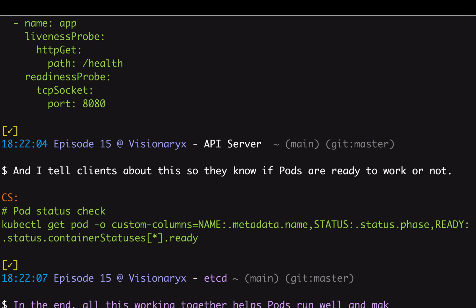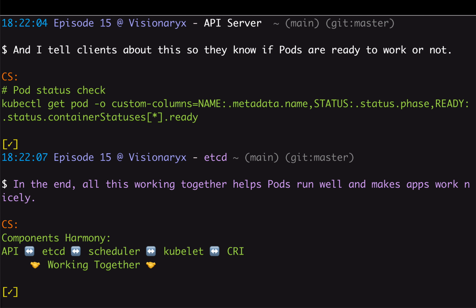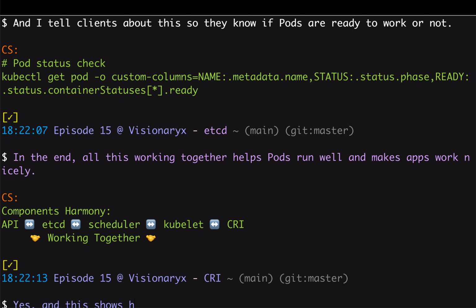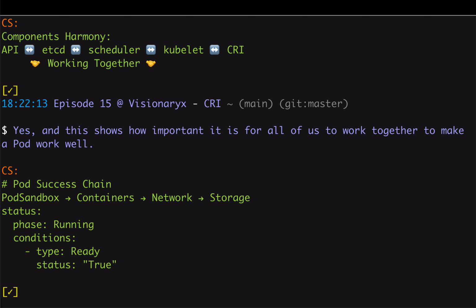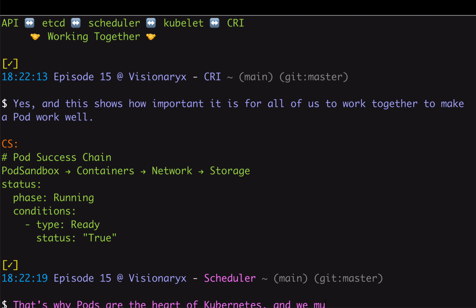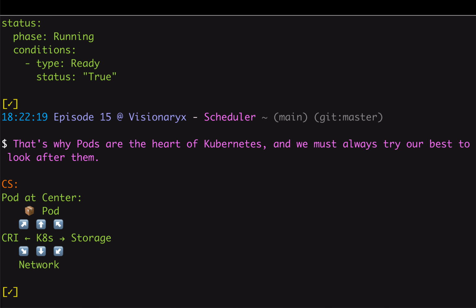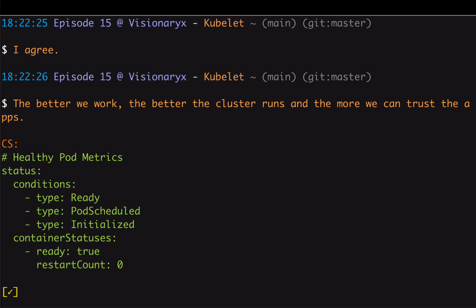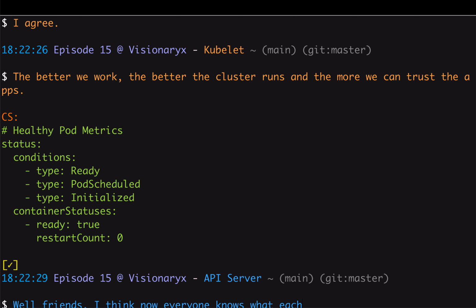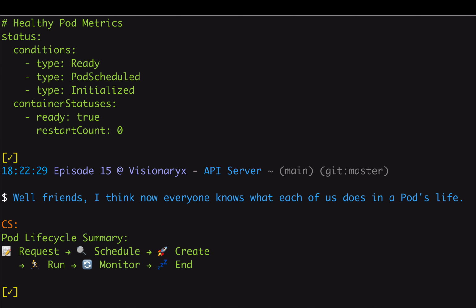In the end, all this working together helps pods run well and makes apps work nicely. Yes. And this shows how important it is for all of us to work together to make a pod work well. That's why pods are the heart of Kubernetes, and we must always try our best to look after them. I agree. The better we work, the better the cluster runs, and the more we can trust the apps. Well, friends, I think now everyone knows what each of us does in a pod's life.